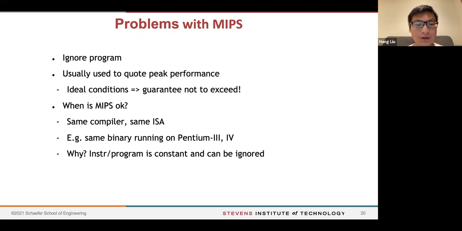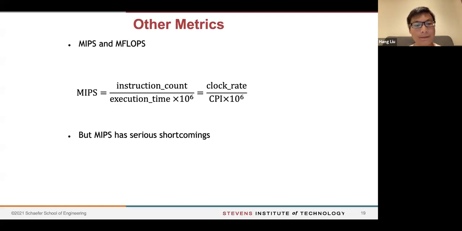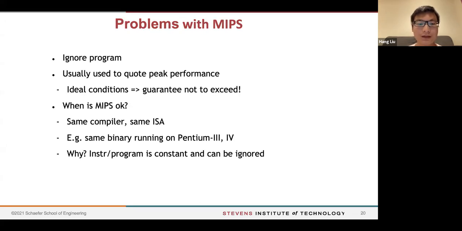So we want the instruction count per program to be constant so it can be ignored. That's the case, right? You can see here, you have this instruction count divided by execution time. And then if you have the same instruction count, then definitely higher MIPS is better. And then you want to have the same cycle. That's why we say instruction count per program should be constant, right?